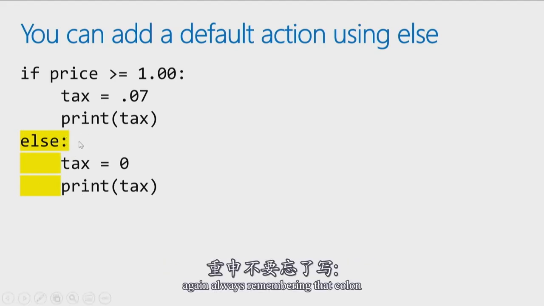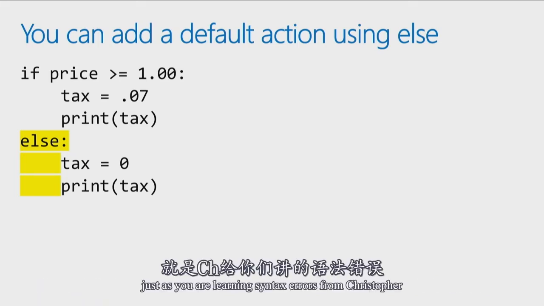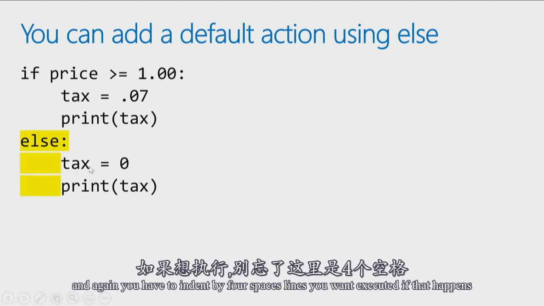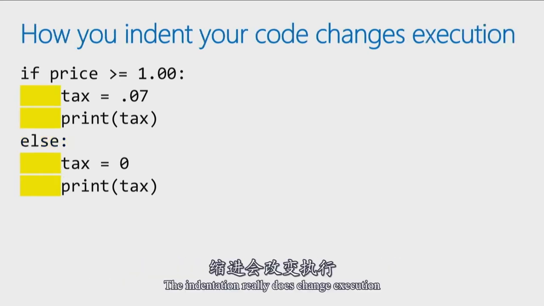Again, always remembering that colon. I constantly forget that when I'm writing my code and have to correct that with the syntax error, just as you were learning syntax errors from Christopher. And again, you have to indent by 4 spaces the lines you want executed if that happens. The indentation really does change execution.